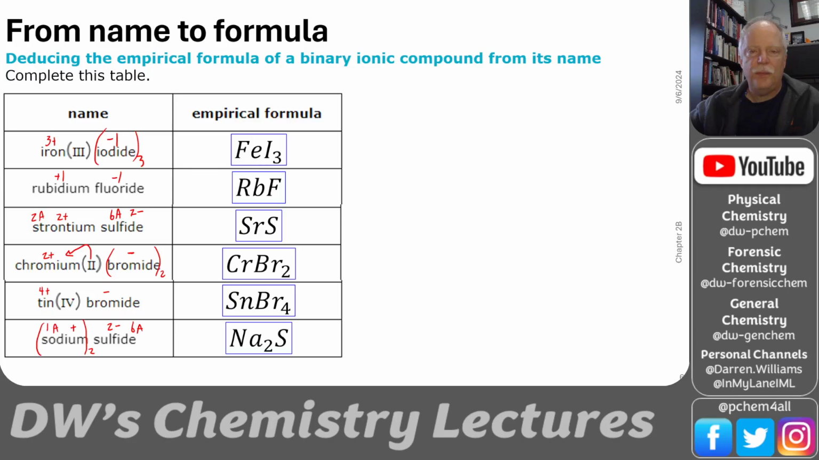So there's a fair bit of science in the names. We got to know what groups they're in, so what ions they form. And this is a good practice. So I would say practice going forwards and backwards. Start with the molecular formula or empirical formula and learn how to name it, and then start with the names and learn how to make the formulas.